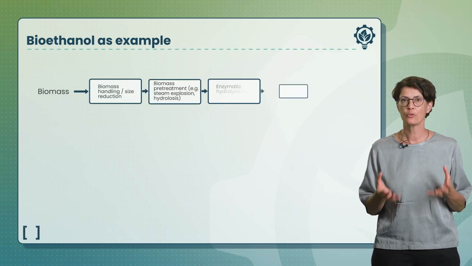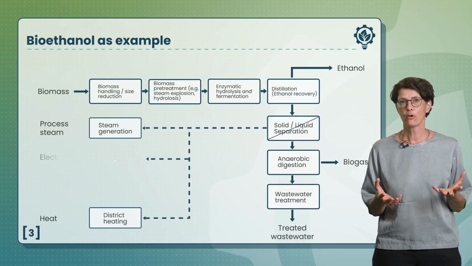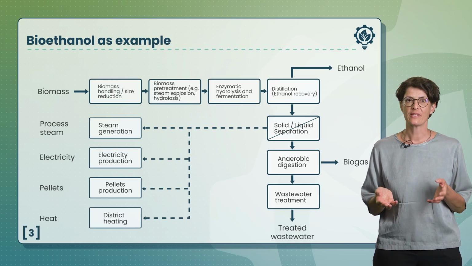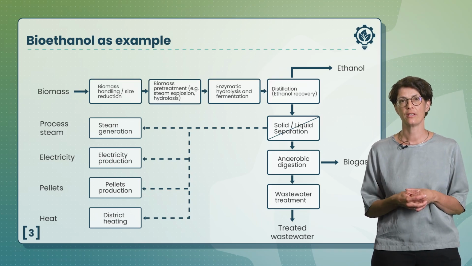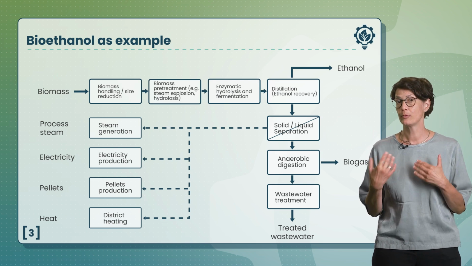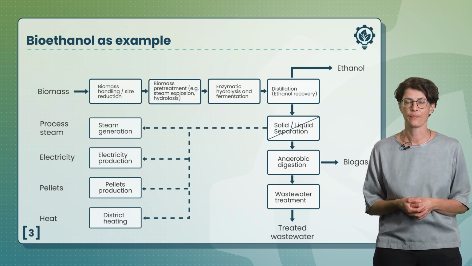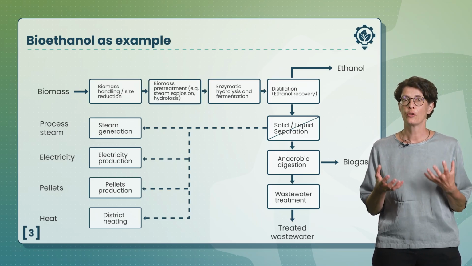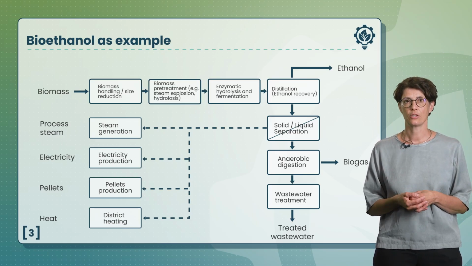Bioethanol is the most prominent example when talking about biorefineries. A flowchart of the ethanol production is shown here. After the biomass enters the biorefinery, biomass handling for size reduction is performed, followed by a pre-treatment to get access to the biomass constituents. Enzymatic hydrolysis and fermentation convert monomeric sugars into ethanol, which is isolated via distillation.